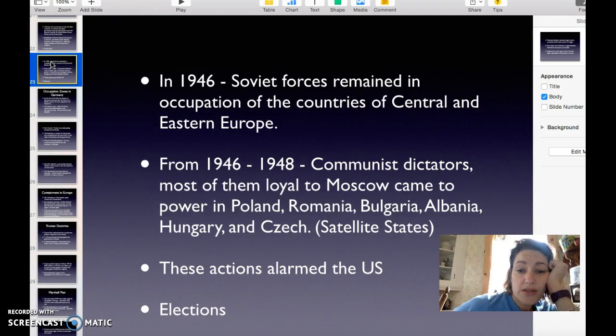In 1946, Soviet forces remained in occupation of the countries of Central and Eastern Europe. From 46 to 48, communist dictators, most of them loyal to Moscow, obviously came to power in places like Poland, Romania, Bulgaria, Albania, Hungary, and Czechoslovakia. And all of these essentially become satellite states of the Soviet Union. This really worries the United States because they don't particularly care for the expansion of communism, and they're worried about what that means for their relationships as well as safety issues.